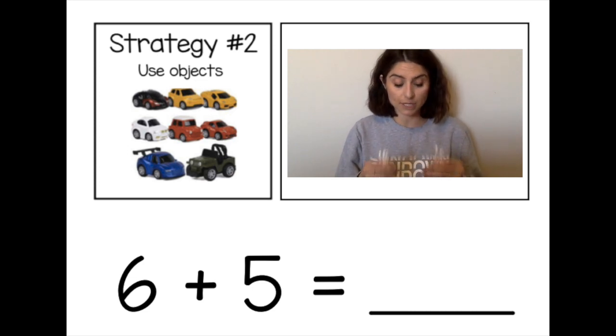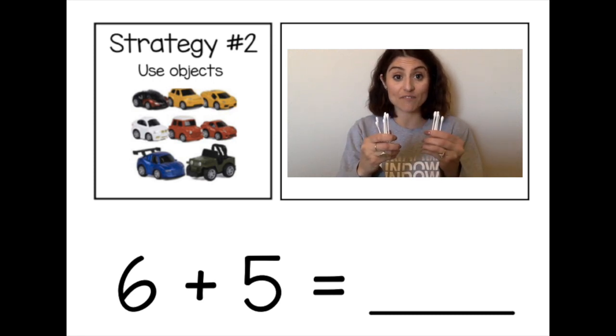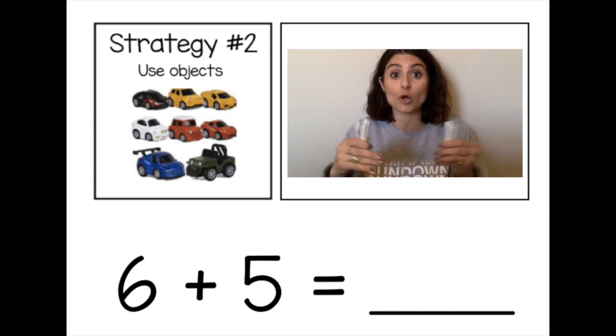All right, you have your objects. You should have yours probably down. I'm just going to hold mine in there so you can see it. So here we have 6 plus 5. Let's count them to see how much we have all together.